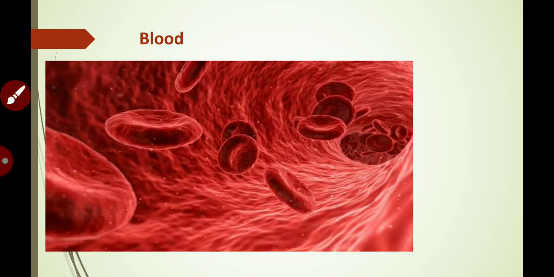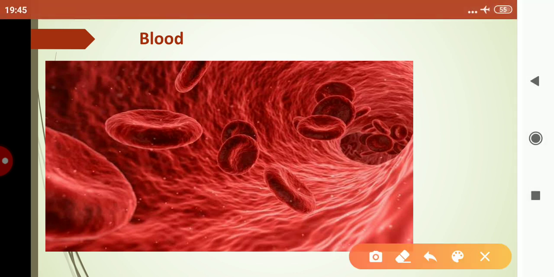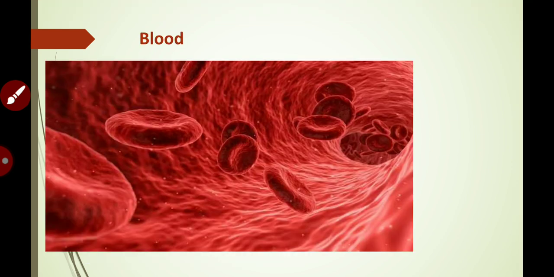Now let's move on to the next, fluid connective tissue. This means a type of specialized connective tissue. Children, here you can clearly see the RBCs traveling inside the blood vessels. Now this blood contains two major components.